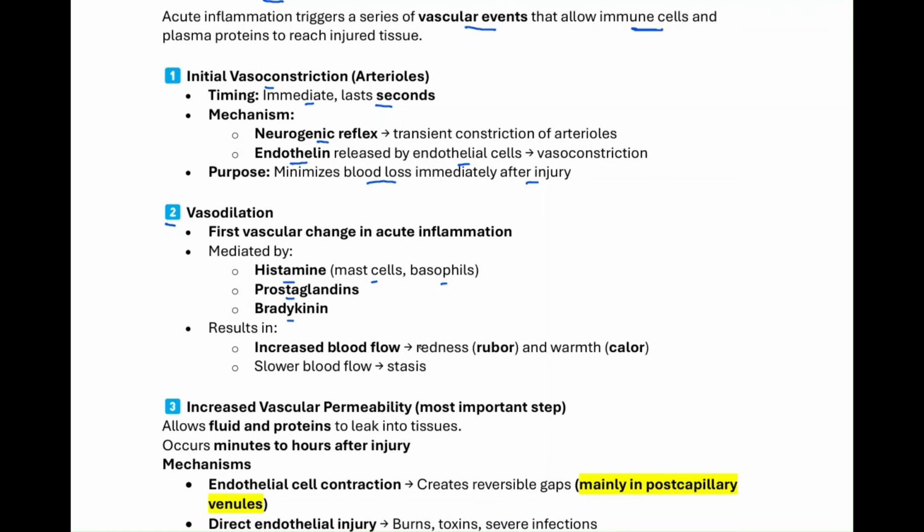Because of that increase in blood flow to the site of the injury, the area is going to be red, which is what we call rubor. And of course, the area will be warm because now a lot of heat is moving to that area, which is what we call calor. With time, this is going to slow down the blood flow and that could lead to stasis.